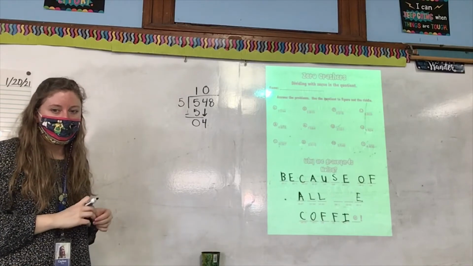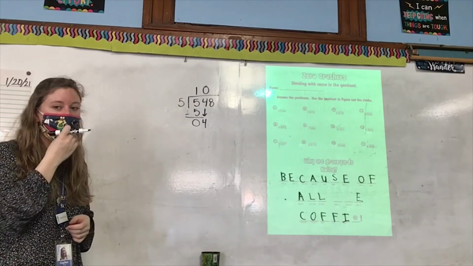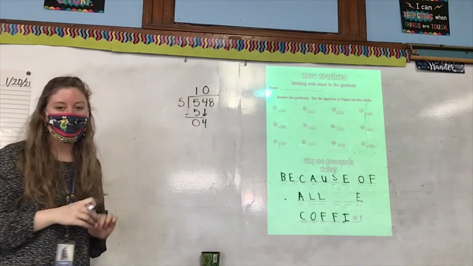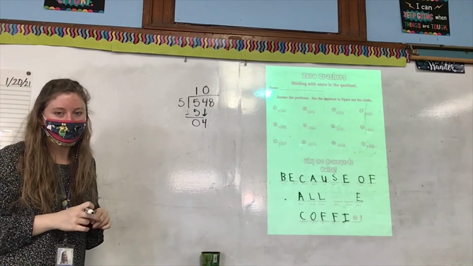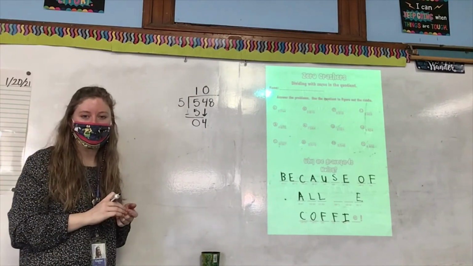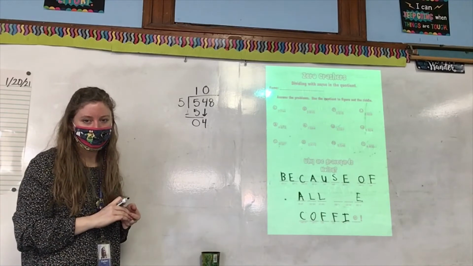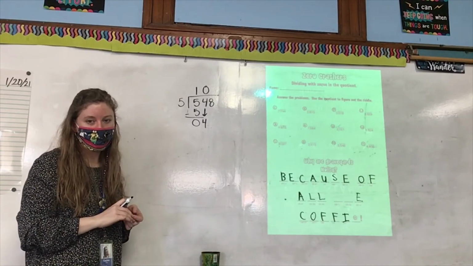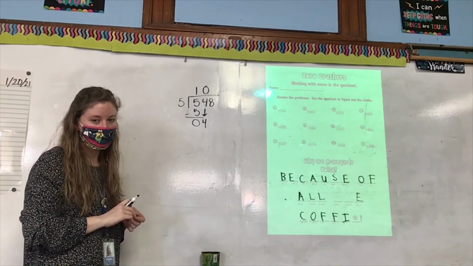Next, we subtract. Do we subtract? What always comes after dividing? Multiply. What do we multiply? We multiply 0 from 5.